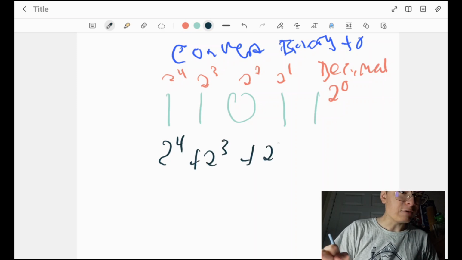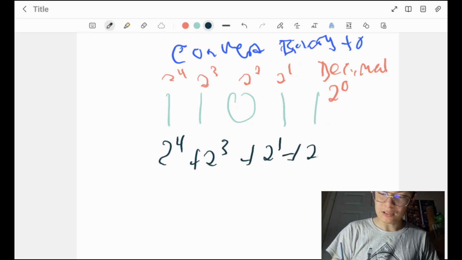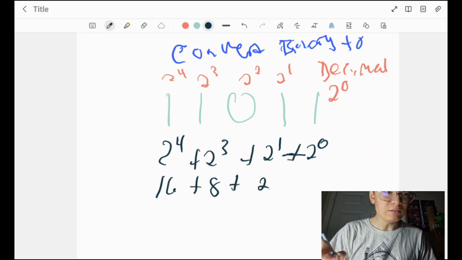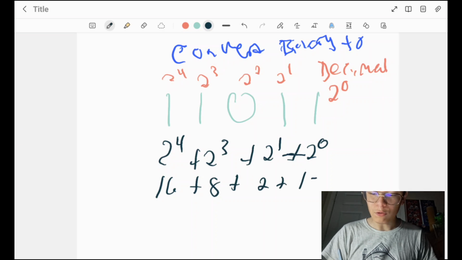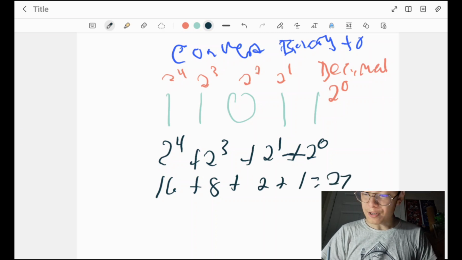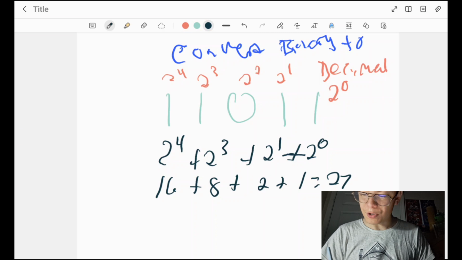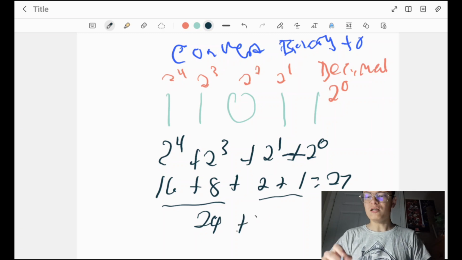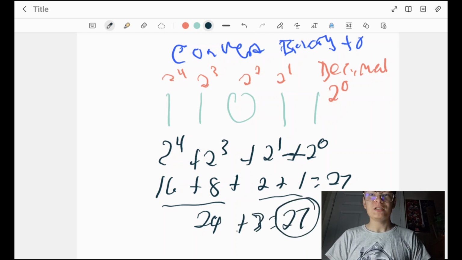Okay, so now from here we solve it. 16 plus 8 plus 2 plus 1, which equals 27. Right, because it's 16, 8 is 24. And 2 and 1 is 3, which equals 27. That's how I got my answer. So basically 1, 1, 0, 1, 1 into decimal is 27. So that's how I got my answer for that problem.